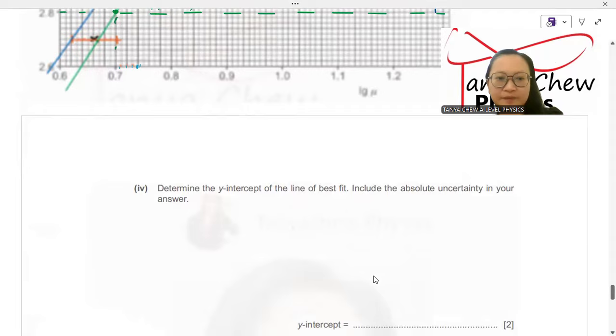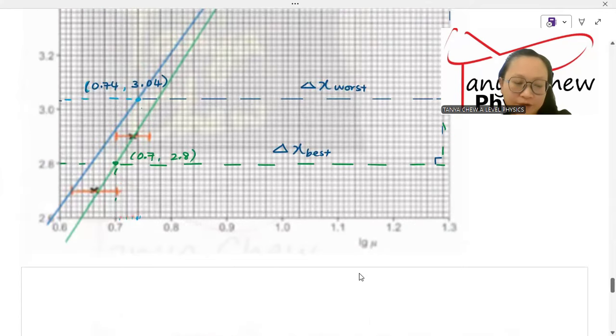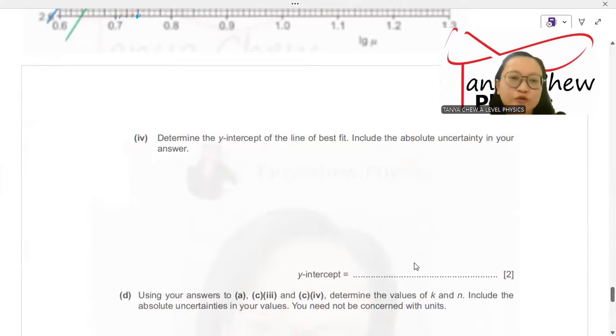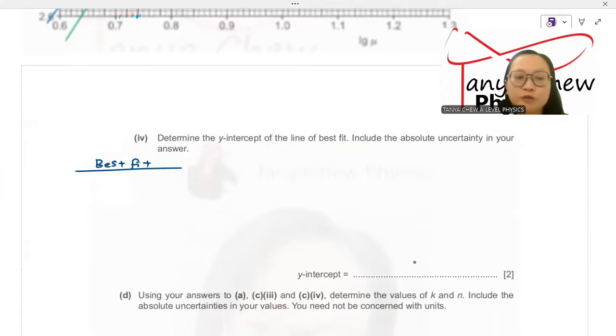And the next one, determine the y-intercept of the line of best fit. Include the absolute uncertainty in your answer. Now, I want you to look at the graph again. The graph does not start from origin. So if the graph does not start from origin, you cannot read off from the graph. What you have to do is substitution. I'm going to find best fit first. What do I mean by substitution? Substitution means that you know that this is a straight line graph, so you follow the straight line equation, which is y equals mx plus c. You get what I'm trying to say?